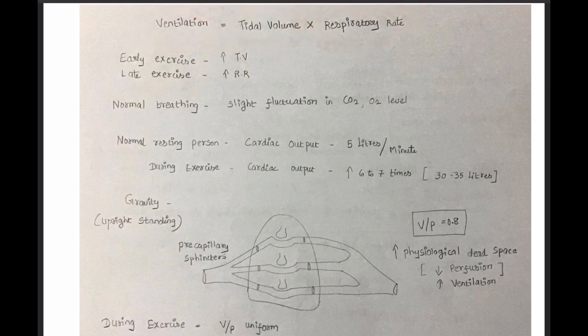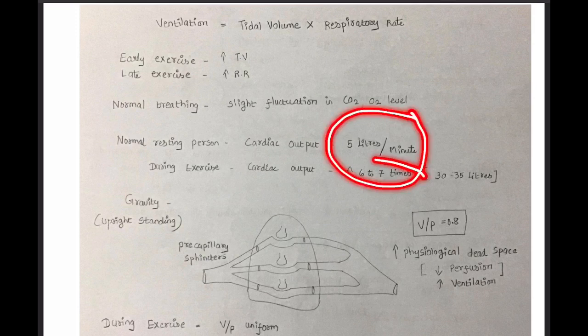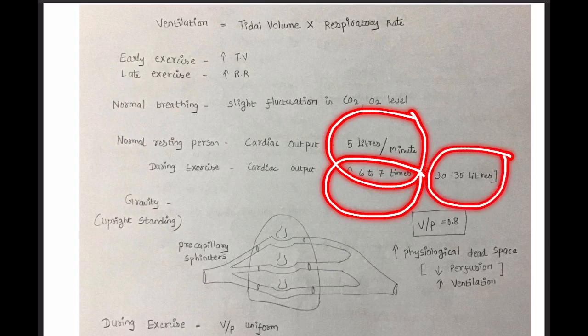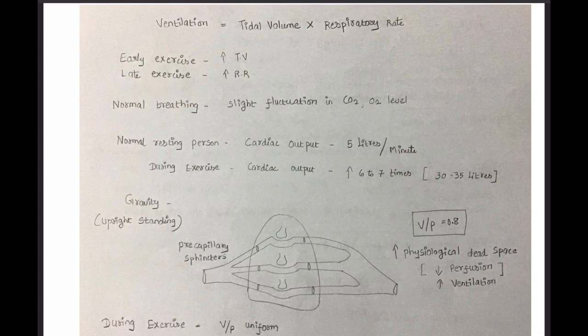So you know that the normal cardiac output is 5 liters per minute. During exercise, the cardiac output is 6 to 7 times the normal. That is, in a normal person, the cardiac output is 5 liters per minute. During exercise, it is 6 to 7 times the normal. So that is 30 to 35 liters of blood pumped during exercise.